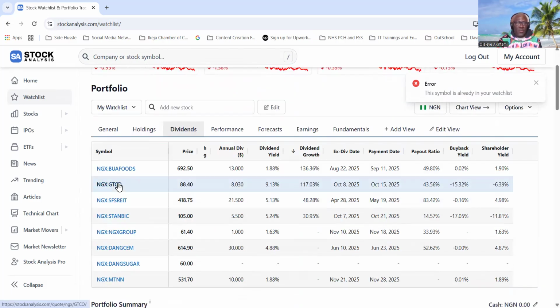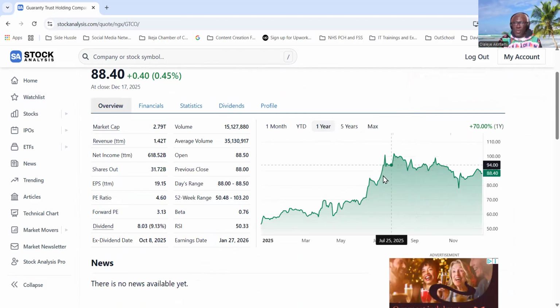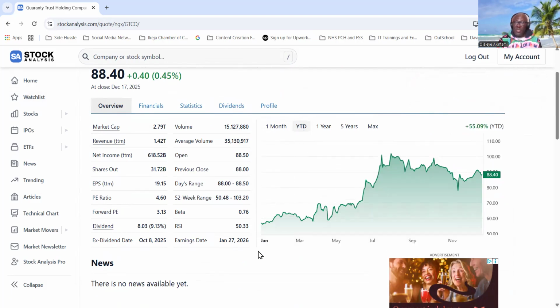Let's look for Gitco. Again, if you look at Gitco year to date, which means from January to December 2025. In January 2025, Gitco was about 57 naira. 57 naira. And right now, today, it is 88 naira 40 kobo.